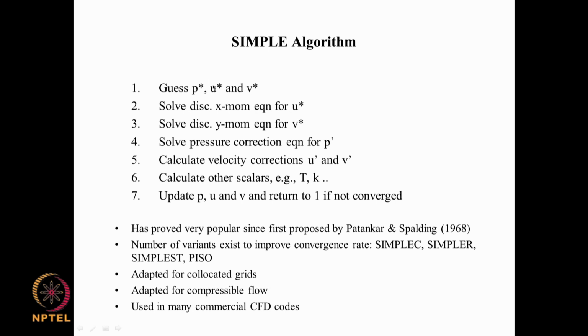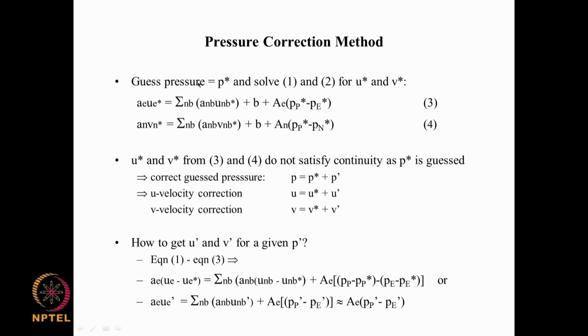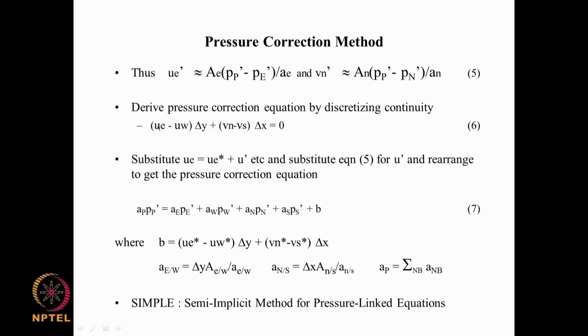So, now we have p star and u star and v star at the corresponding locations where they are to be determined, and using p star and using this discretized form of the x momentum equation, we solve for the u velocity component, and using the same p star we also solve the discretized y momentum equation to get v star.